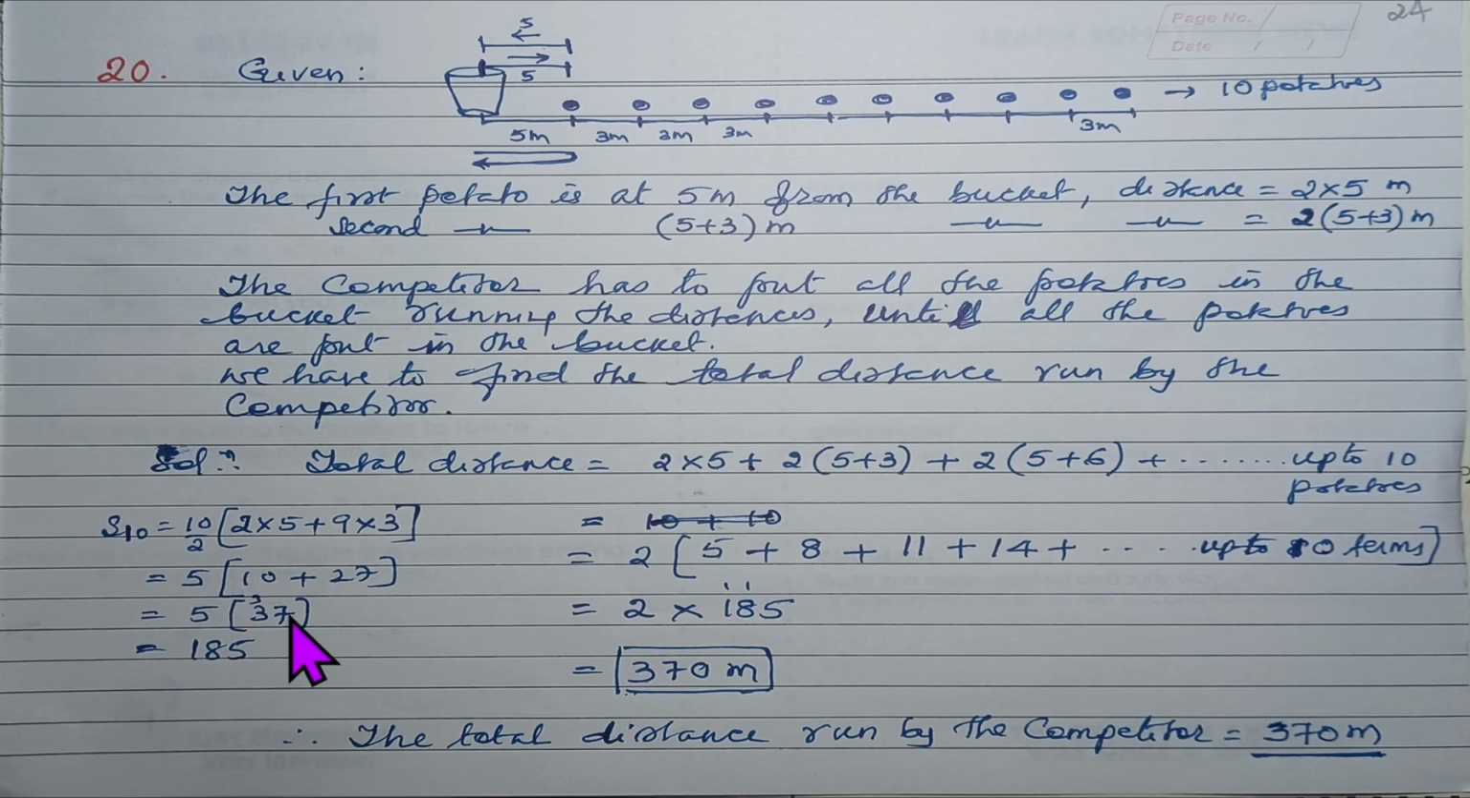So finding S10, I have done it here, that is n upon 2 in the bracket, I have calculated here. So we can get the value as 185. So therefore we find 2 into 185 is 370 meters. Therefore the total distance run by the competitor is 370 meters. So this is how we get the value, that means the distance, that is 370 meters.